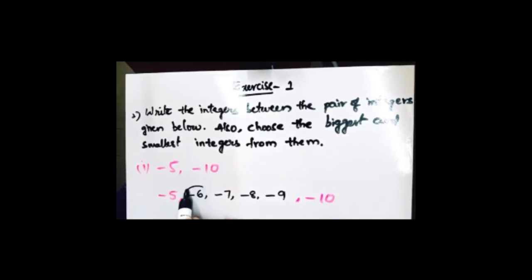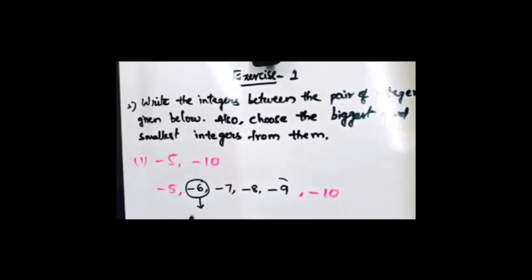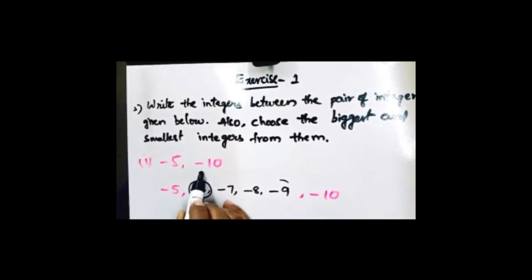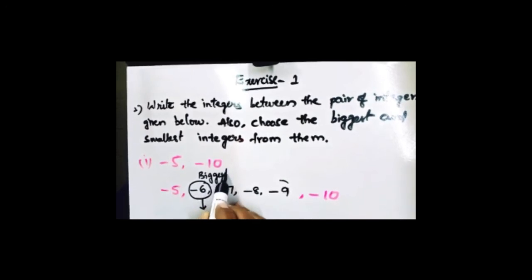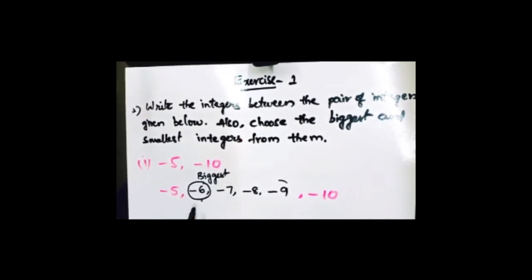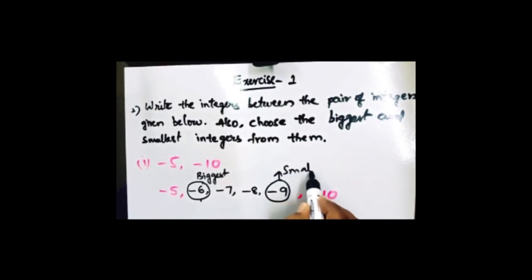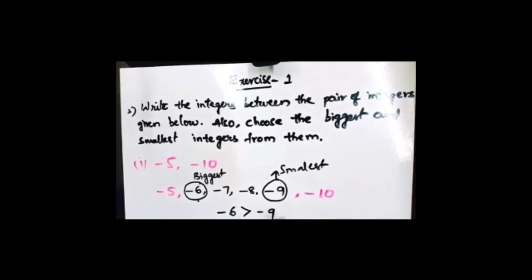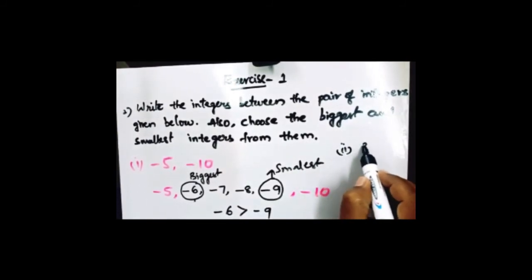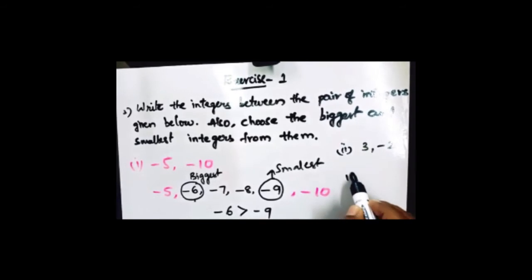So this -6 is the biggest integer. Why? Because this smallest negative integer has become the biggest integer. So coming to -9, it is the smallest integer when you are comparing to -6. So -6 is greater than -9. Then try yourself the second two questions. That is, I am giving 3 and -2, and the third question -8 and 5.